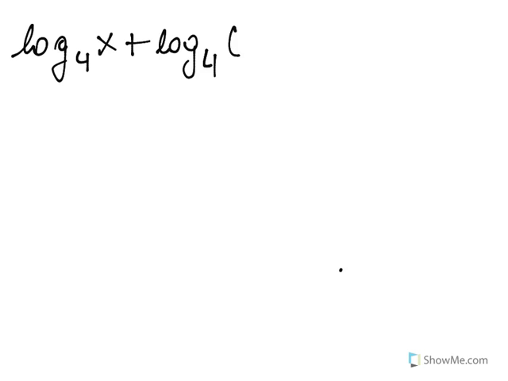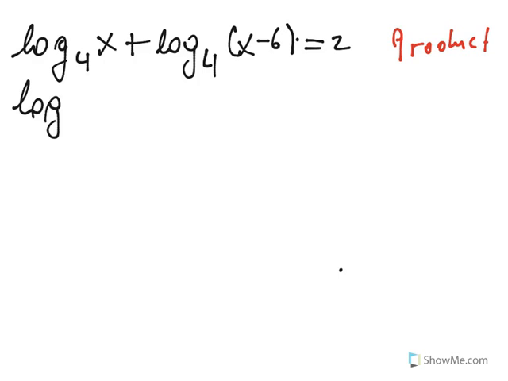Now I'm going to show you another equation. So again, the question is solve log base 4 of x plus log base 4 of x minus 6 equals 2. You can tell the bases are the same. In this case, because we have plus between the logs, I'm going to use the product property. Product property means I'm multiplying and condensing two logs to one. So I have log base 4 of x times x minus 6 equals 2.